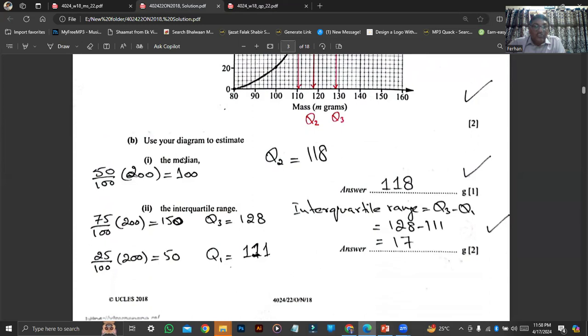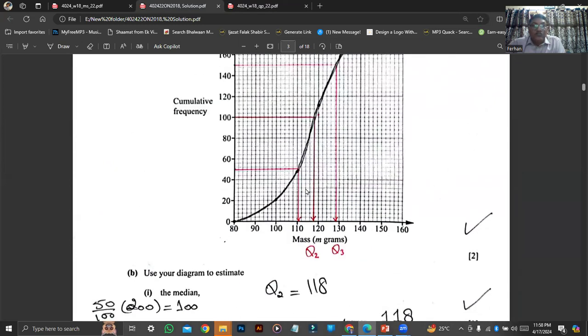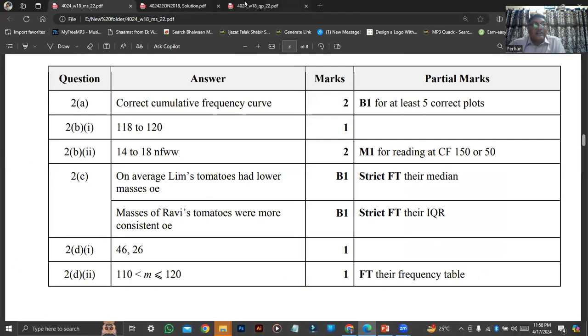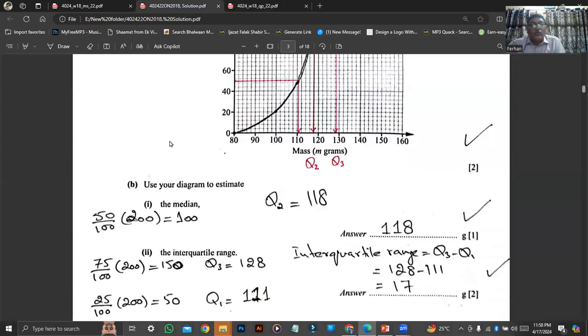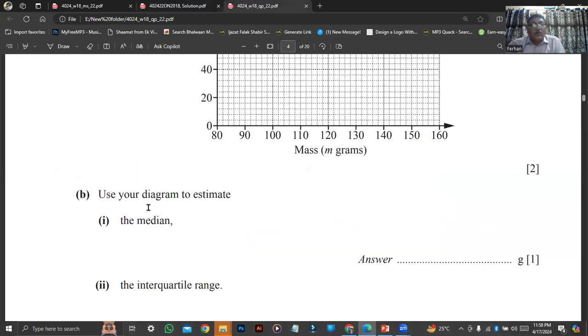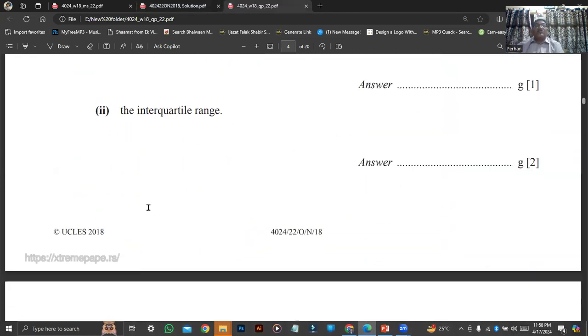118. So this is the procedure which we do. Then we use this diagram to find the median. So median is 118, and that answer is right. I hope you understand.